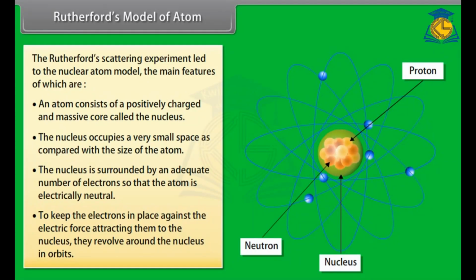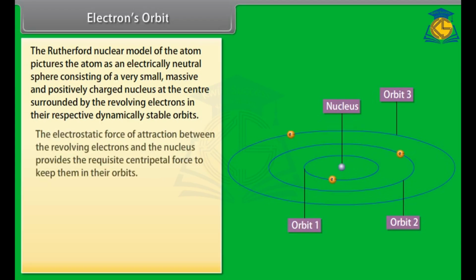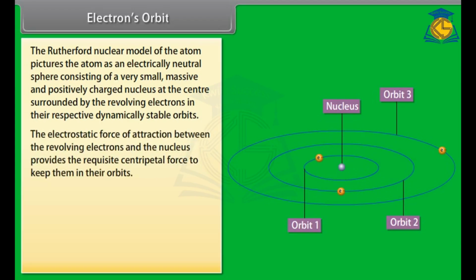in orbits. Electron's orbit. The Rutherford nuclear model of the atom pictures the atom as an electrically neutral sphere consisting of a very small, massive, and positively charged nucleus at the center, surrounded by the revolving electrons in their respective dynamically stable orbits. The electrostatic force of attraction between the revolving electrons and the nucleus provides the requisite centripetal force to keep them in their orbits.